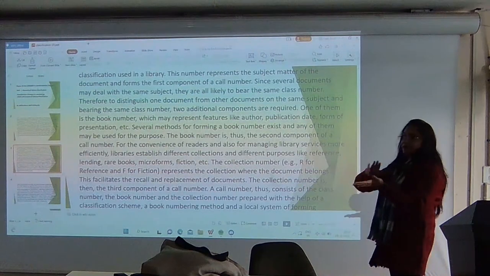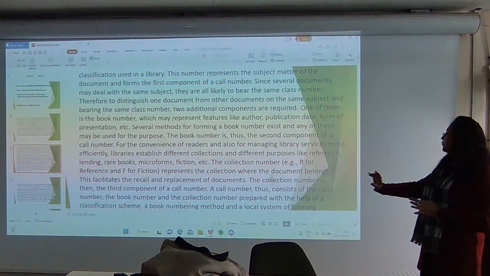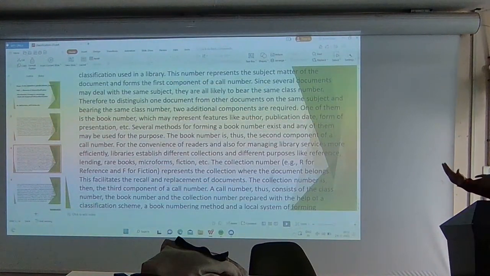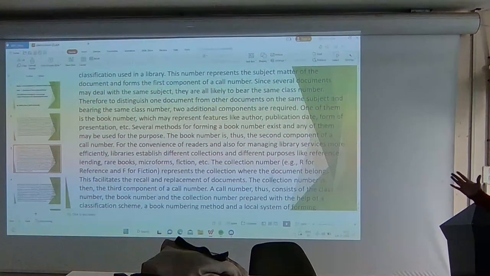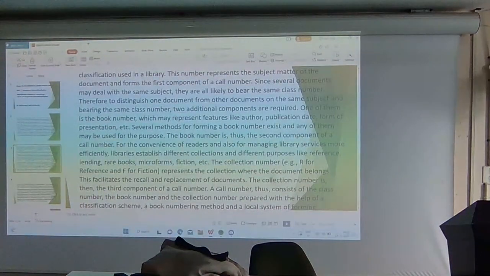So when we classify the books according to a classification system, we need to classify which is fiction, which is reference, and the collection where the document belongs. This facilitates recall and replacement of documents. Why is it necessary? Now when you come further into this professional field, then you will come to know, when you go to the library, you find different sections, different stack areas where the books are arranged, and a few books are very big in size. That also we need to arrange. A few books are very little, small in size. Those books we also need to arrange. So there are specific numbers that we need to get, and then we have the different schemes.